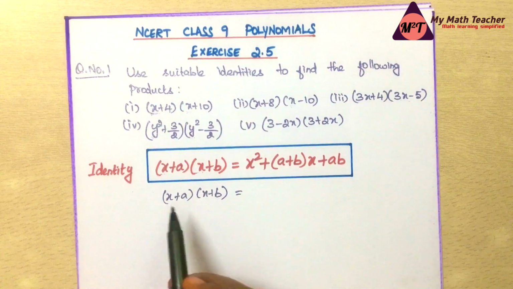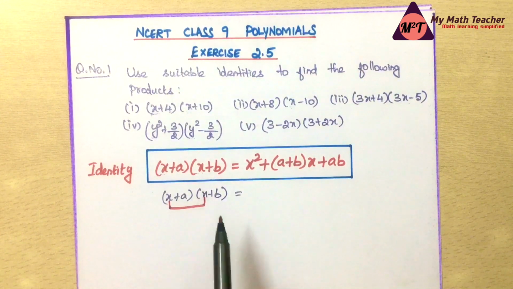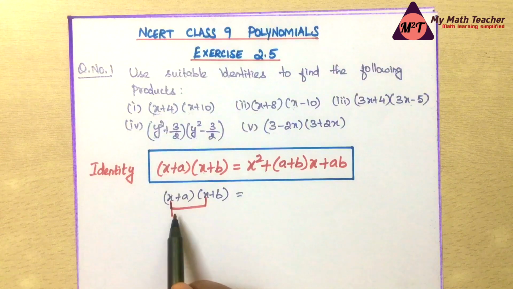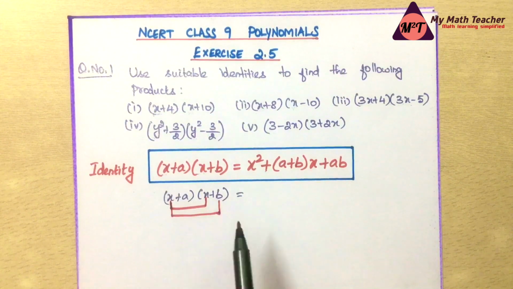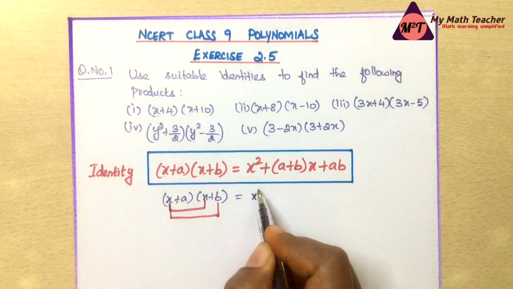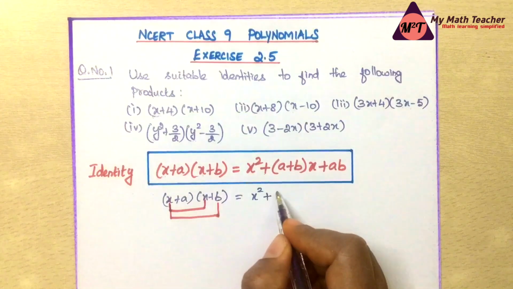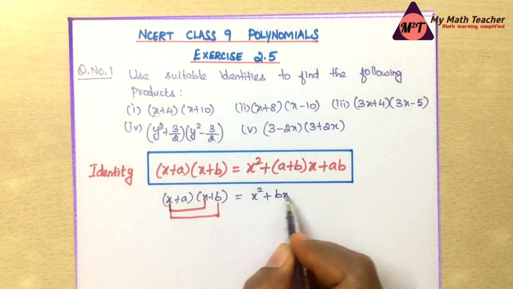Now let us multiply one by one. First of all, take the first term x, multiply by x. Again the same x should be multiplied by the second one, that is b. Here, first of all multiply x into x, it is x square, plus x into b, it is bx. I am writing in alphabetical order.